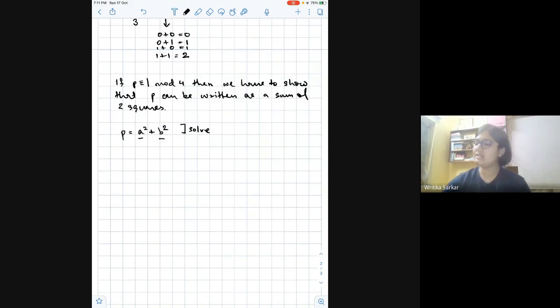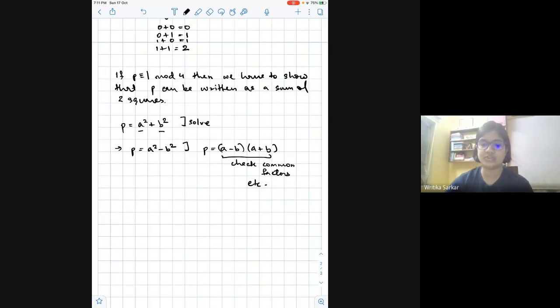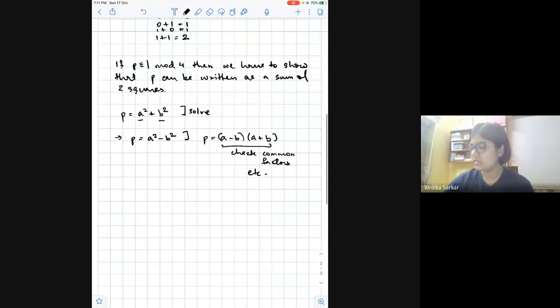Well, this in itself is a little difficult to solve because we can't factorize them in the integers. For example, if we had equations of the form P is equal to a squared minus b squared, then this is a very easy equation to solve. We can just factorize it as P is equal to a minus b times a plus b. Then we check common factors, etc. And then we can analyze whether there are solutions for a and b, right?